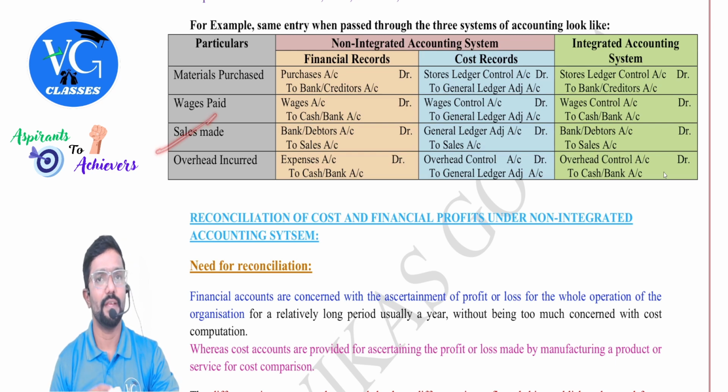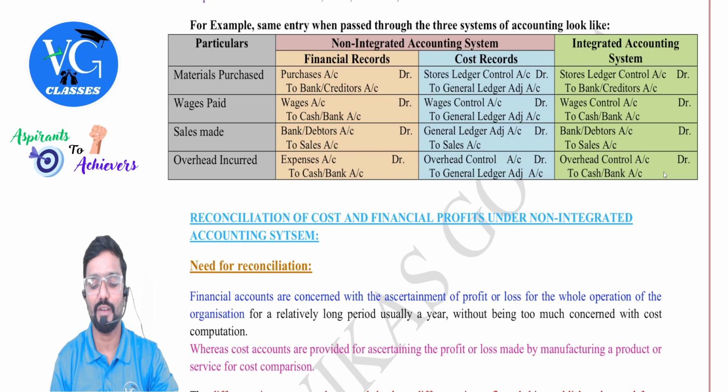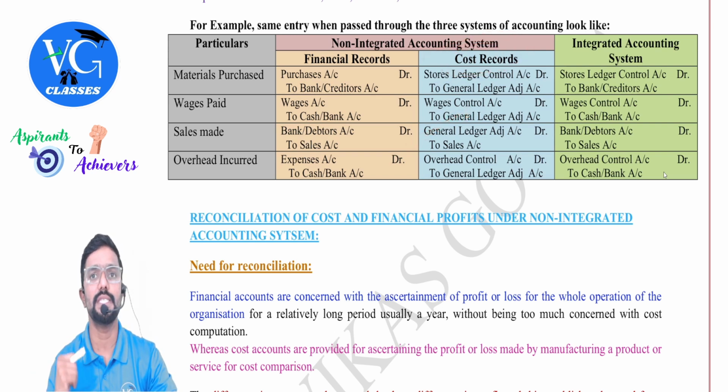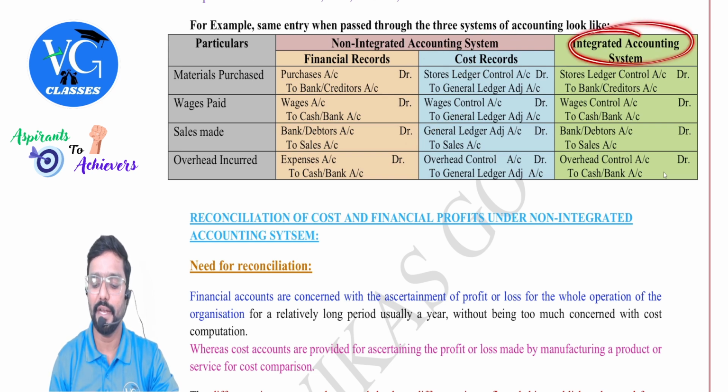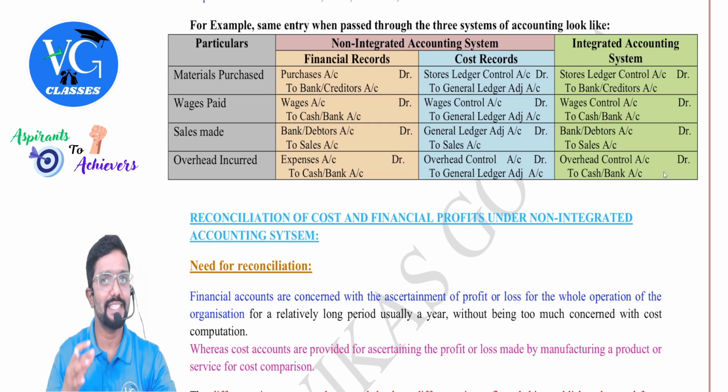Then sales made in our financial books, what is the entry? If it is cash sales, bank to sales. If it is credit, debtors to sales. Whereas in cost records, cash or credit, only one entry, sir: general ledger to sales. Then coming to integrated, if it is cash sales, bank to sales. If it is credit sales, debtors to sales. Clear? Yes. Guys, I have given all three.